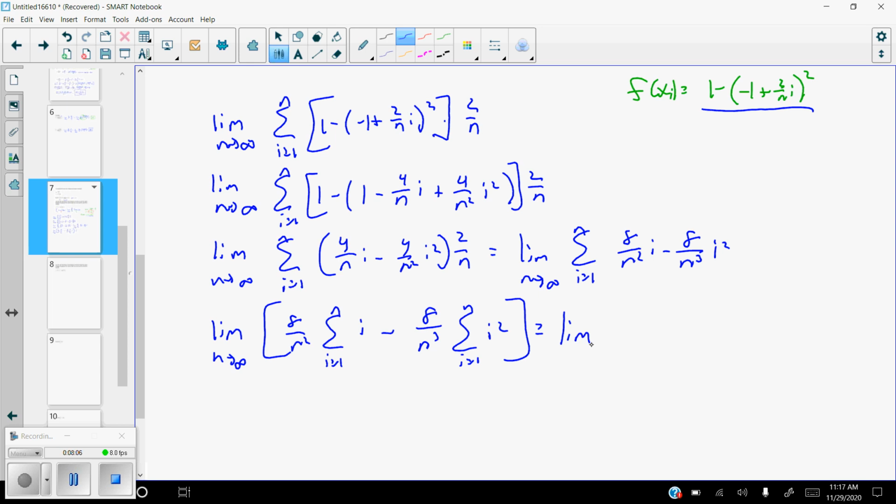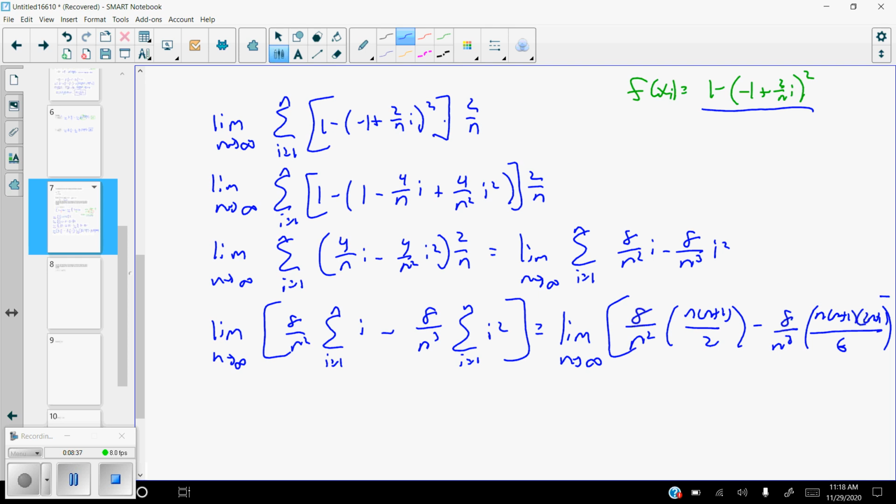Okay, now we're going to take the limit as n goes to infinity. Now we're going to actually do some evaluating. So we're going to have 8 over n squared times the sum of i, which, remember, is n times n plus 1 over 2, minus 8 over n cubed times the sum of i squared, which is n times n plus 1 times 2n plus 1 over 6. Technically, I guess I should put a bracket around that.